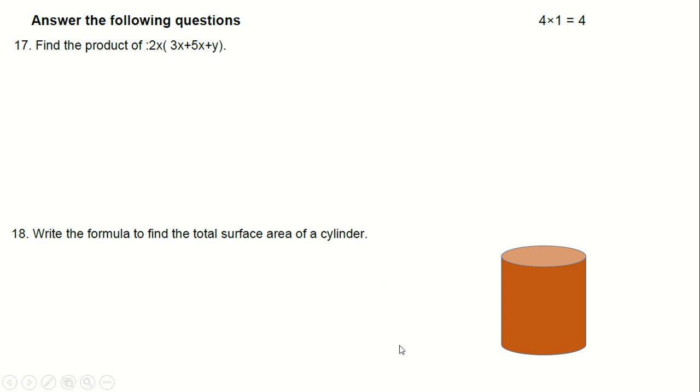So next we are going to the 17th question. Find the product of these expressions. For 1 mark it is the product, so we have to multiply this one. I write the problem once again: 2x times the quantity 3x plus 5x plus y. So for multiplying I write here 2x into 3x and then plus 2x.